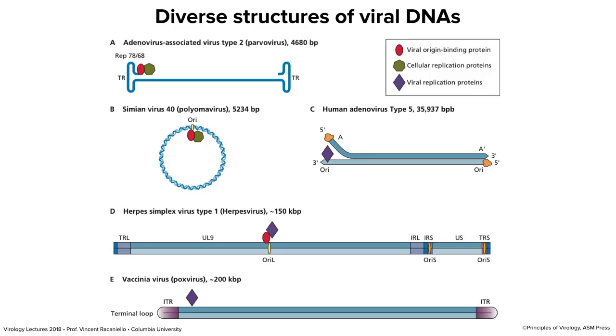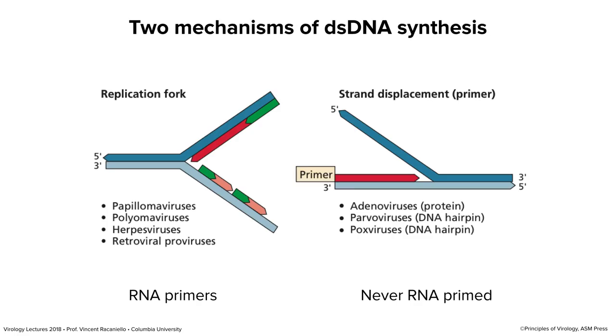We, of course, have many origins on each of our chromosomes. Otherwise, it would take forever for our DNAs to multiply. Now, when we talk about viral DNA replication, there are two mechanisms. And this is different from us. We only use one mechanism, the one on the left, the replication fork. But we also have, among viruses, strand displacement.